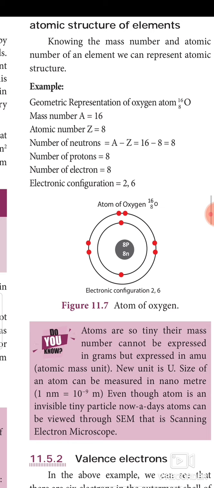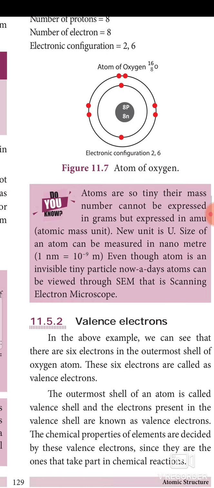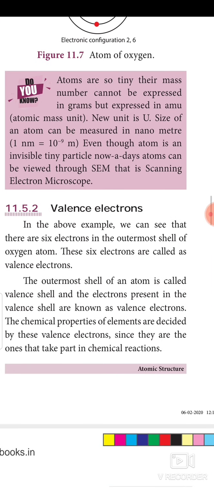We can calculate N as A minus Z. 16 minus 8 is equal to 8. So number of protons 8, number of electrons 8. So what will be the electronic configuration? In the K shell there will be 2 electrons. In the L shell there will be 6 electrons. So I should draw like this. Is it clear? Okay.